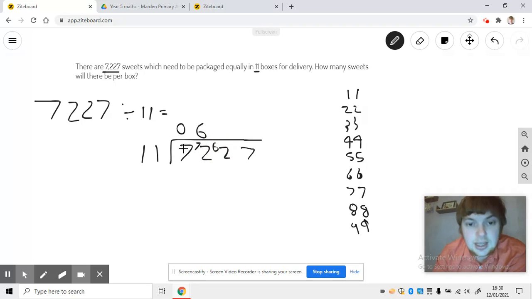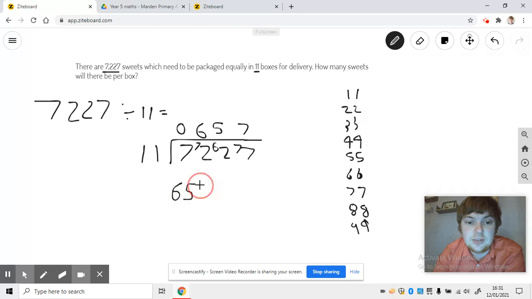We now go ahead and look at how many 11s go into 62. So same principle, looking at our multiples. 55 and 66. 66 is too big, so 55 is our focus. So 1, 2, 3, 4, 5. So 5 11s go into 62 with a remainder of 7, the difference between 55 and 62. We then look at how many 11s go into 77. Well, instantly we can all see that, and we should all know that 11 multiplied by 7 is 77. Okay, so when the question is how many sweets will there be per box, we can see that the answer is 657.